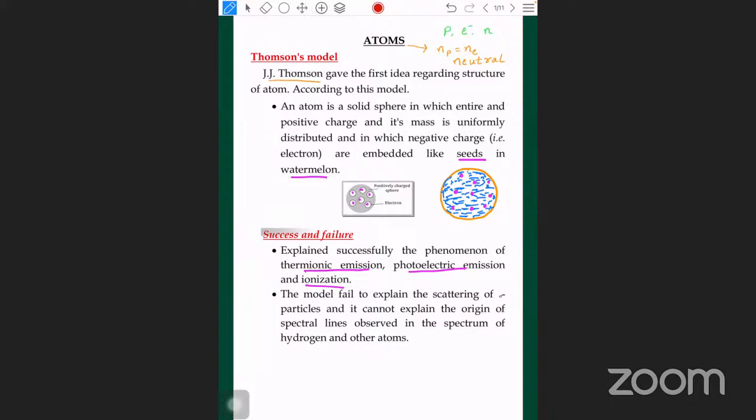Now, this J.J. Thomson model couldn't explain the structure of the spectral lines in hydrogen and atoms other than hydrogen. And also it couldn't explain the scattering of alpha particles. The scattering of alpha particles and the spectral series couldn't be explained by the J.J. Thomson atomic model. So these are the drawbacks of the J.J. Thomson atomic model.